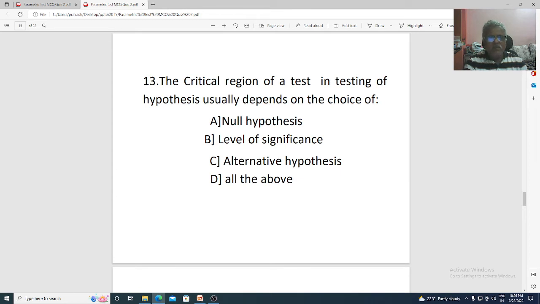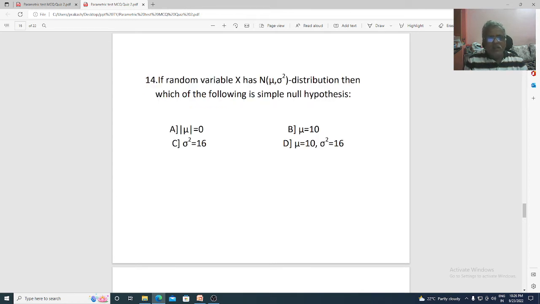Then question number 14. If random variable x has a normal distribution with parameters mu and sigma square, then which of the following is simple null hypothesis? Option A, mod mu equal to 0. Option B, mu equal to 10. Option C, sigma square equal to 16. Option D, mu equal to 10 and sigma square equal to 16. The correct option is D.